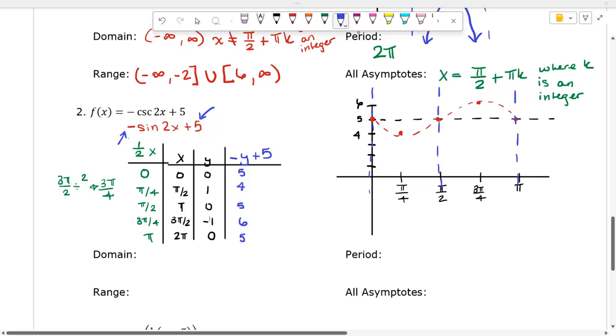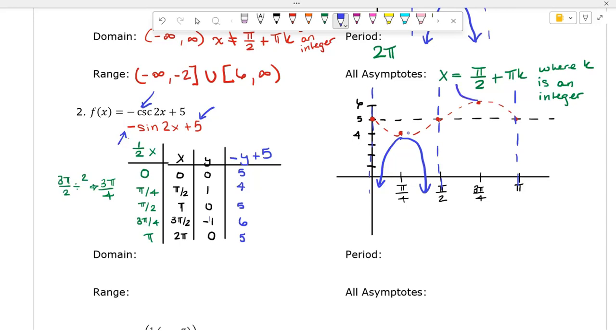All right, and then again, everywhere where the graph is opening up, I'm going to flip it, and it's going to open down for the actual graph of cosecant. So I'm going to be opening down over here, and I'm going to be opening up over here. And then I'll finish up the rest of this problem in the next video.